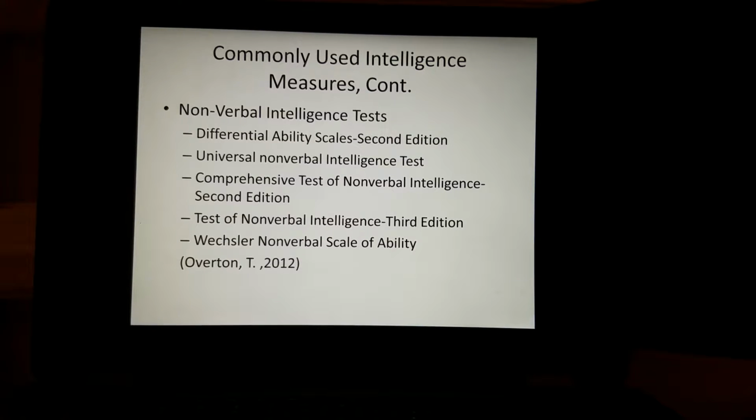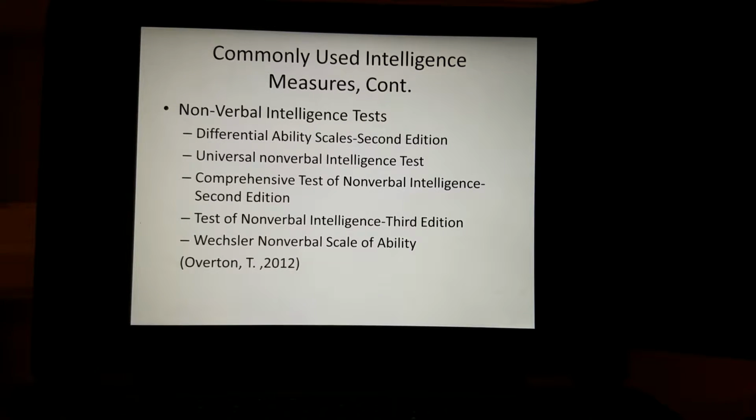The Comprehensive Test of Nonverbal Intelligence, second edition, would be used for 6-year-olds to 89 years and 11 months. Authors indicate 3 principal uses. You can use this when other instruments are inappropriate or biased, for comparisons between verbal and nonverbal measures, or research.